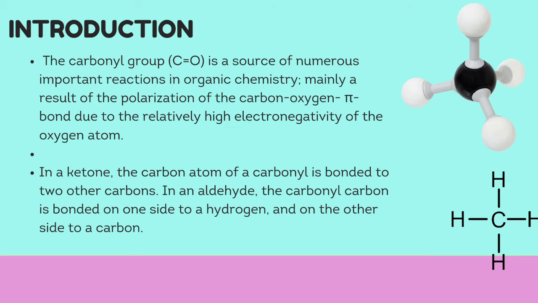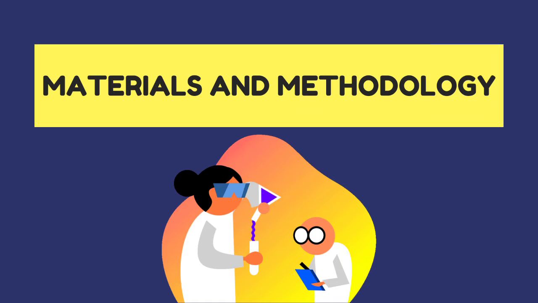In a ketone, the carbon atom of a carbonyl is bonded to two other carbons. In an aldehyde, the carbonyl carbon is bonded on one side to a hydrogen and on the other side to a carbon. The exception to this definition is formaldehyde, in which the carbonyl carbon has bonds to two hydrogens.